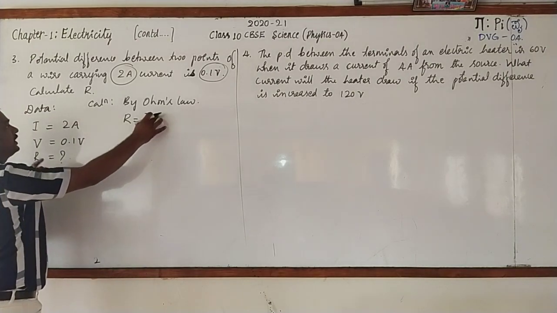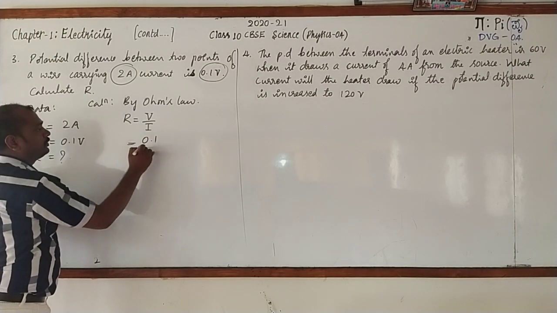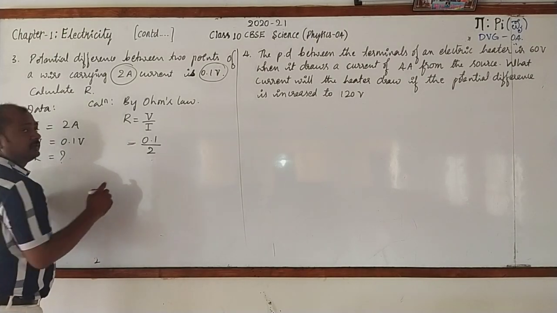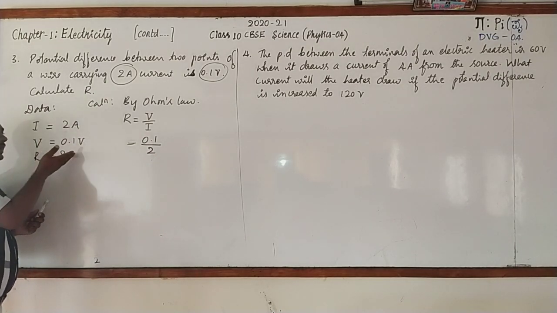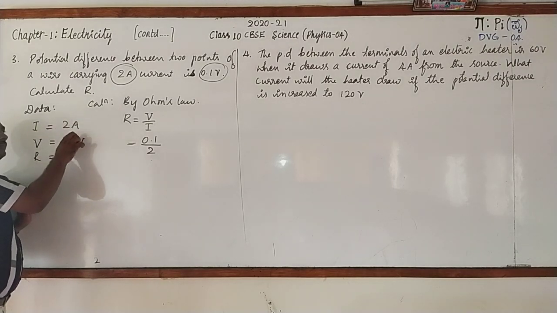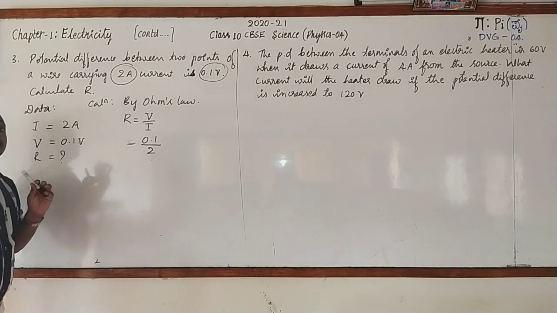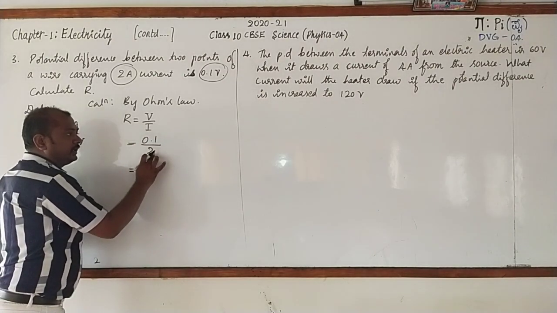Directly you can go for taking substitution. What is V? V is 0.1 volt divided by I. I is 2 amps. And one more thing you must remember: the physical quantities we have taken there have been given in SI units only, so no need to worry about the units. Next, here 0.1 by 2.